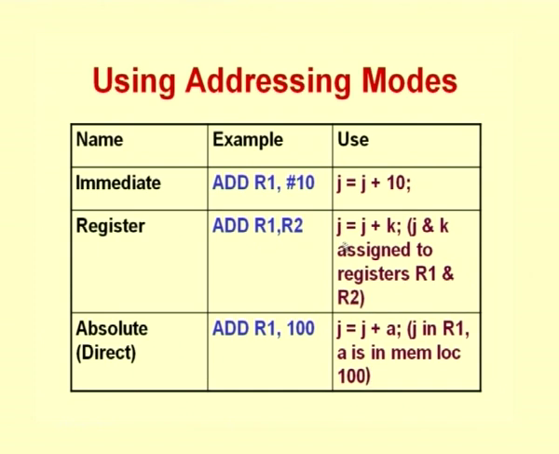Okay. Coming to absolute or direct addressing mode, let us say we had j equal to j plus a, where a is in memory location 100. If this was known, then you could have this instruction given as add R1 comma 100.